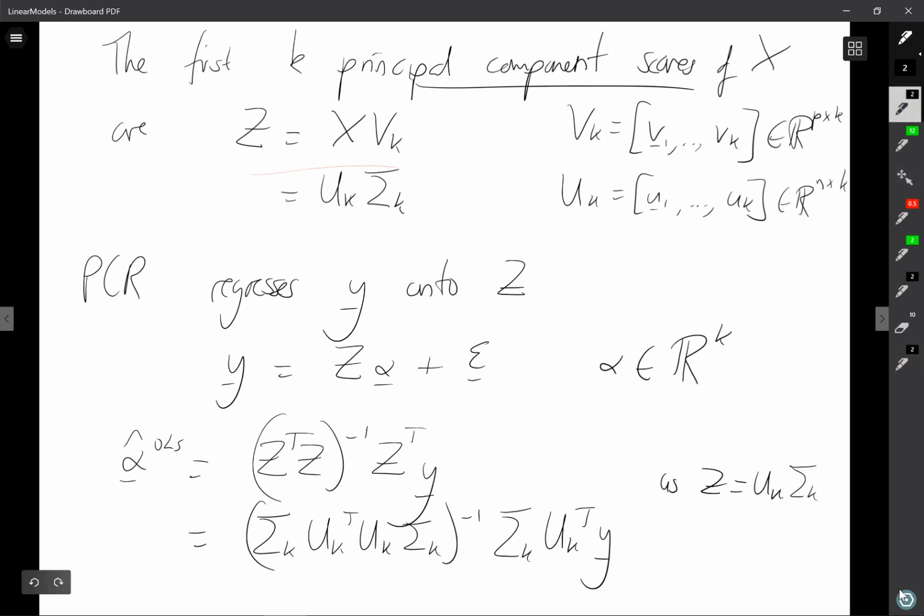Now, if we expand all this out a little bit, well, U_k transpose U_k is just the identity. So Sigma_k squared, inverse, is Sigma to the minus 2 times Sigma. So we're going to get here Sigma_k inverse U_k transposed y, as we've got U_k transposed U_k is the identity, they're orthonormal vectors.